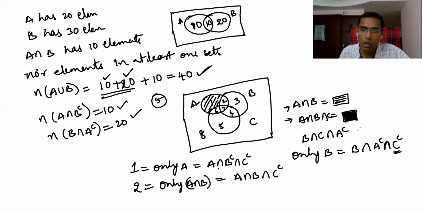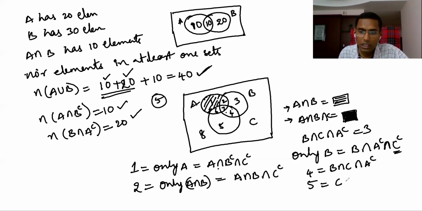Similarly, part 3. I already wrote part 3. Okay, part 4. Part 4 means what? B and C, but not A. Like that, so that is part 4. And similarly, part 5. What is part 5? C, from C and not A and not B, like this.